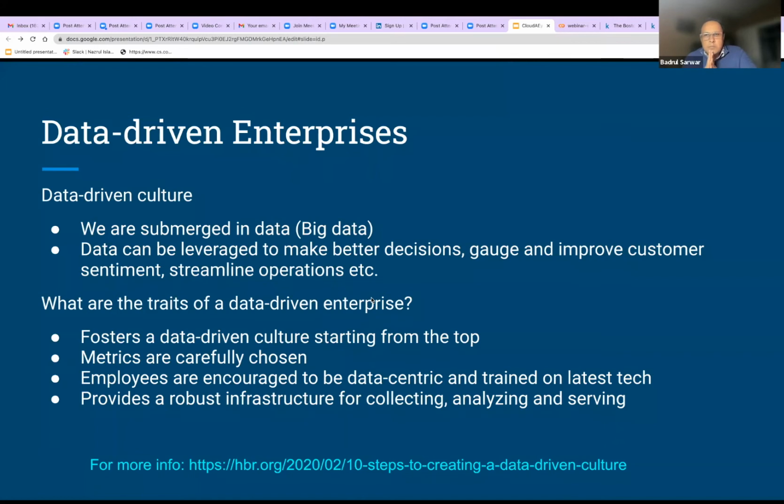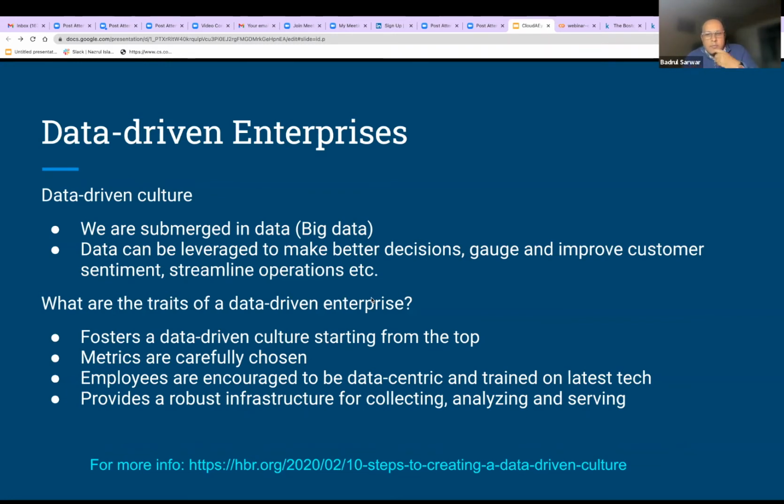Quickly now, you can take a look at this. One of the themes of this webinar is how we can make a data-driven enterprise through the use of AI. Nowadays, all organizations are submerged in data, and especially the COVID pandemic has created a lot of need for companies to become data-driven.